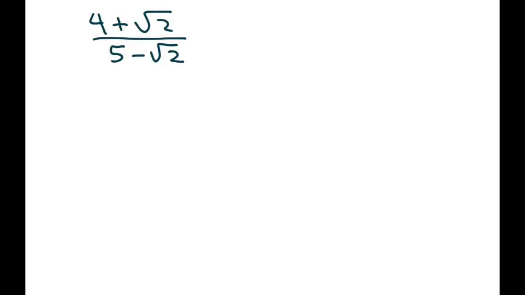Okay, in this one, we can't have the radical in the denominator. So what we're going to do is multiply by the conjugate. And what I mean by the conjugate is that you know that a minus b times a plus b equals a squared minus b squared. So that's what I'm going to do to the denominator. We'll multiply it by its conjugate.